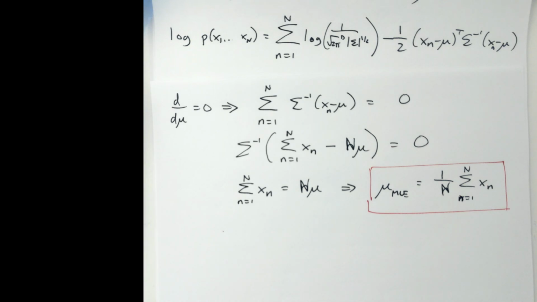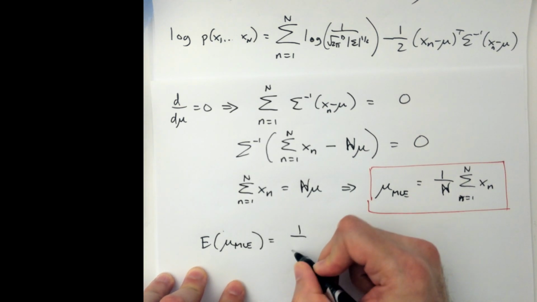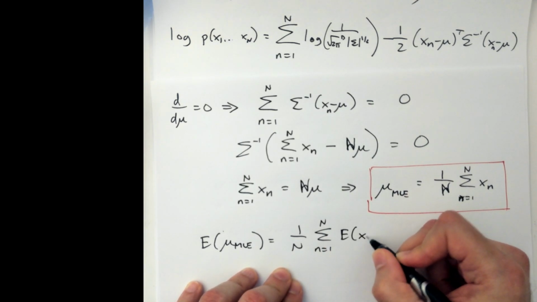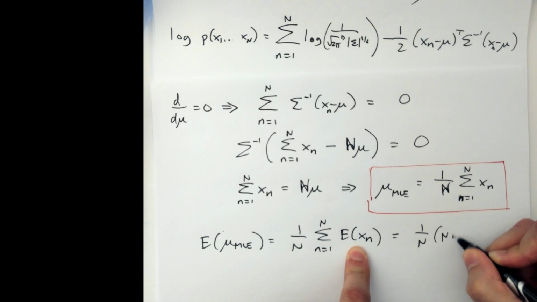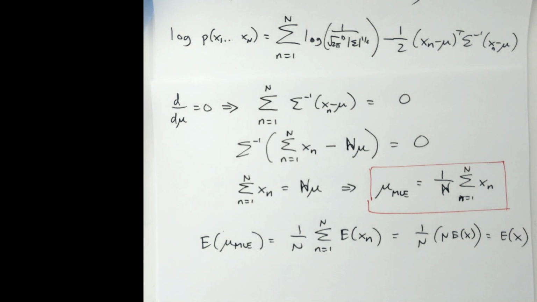And one nice thing about this mean is that I can think about this as some random number that depends on the data that I saw, right? If I look at the expected value of this mean, what I get is 1 over n times the expected value of each of these. Since everything is IID, all these expected values are going to be the same. So this is telling me that the expected value of this random thing that I've produced should be the expected value of x, right? So the estimate works in a way that makes sense.